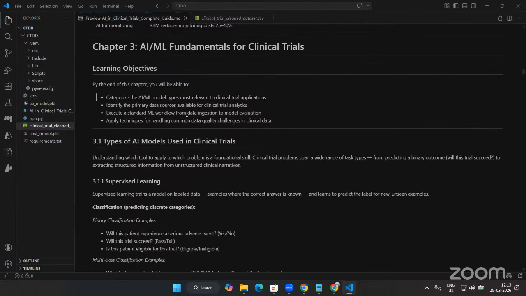So, AI ML fundamentals of clinical trials. For this, we will have to understand this. So the objective here is to categorize the AI ML model types most relevant to clinical trial applications. Then identify the primary data sources available for clinical trial analytics. Execute a standard ML workflow from data ingestion to model evaluation. Apply techniques for handling common data quality challenges in clinical data. So we'll try for that.